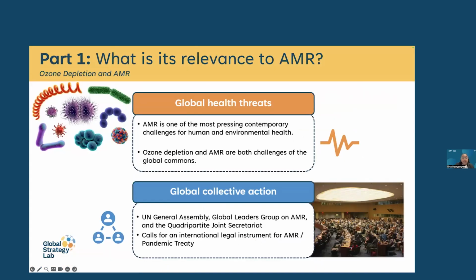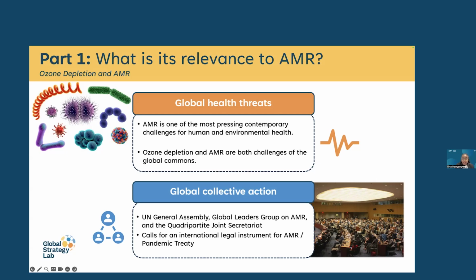So, in terms of relevance, although ozone depletion and AMR are different challenges in many aspects, we see that these two have clear parallels that we can easily draw between them. The first is that they are both global health threats that share a nature as invisible crises. Just as the dangers of chlorofluorocarbons were largely invisible, we couldn't see them, AMR also isn't something that we can see, but it's eroding our ability to treat infections and also protect human health. And secondly, both are global collective problems that require many actors to work together.